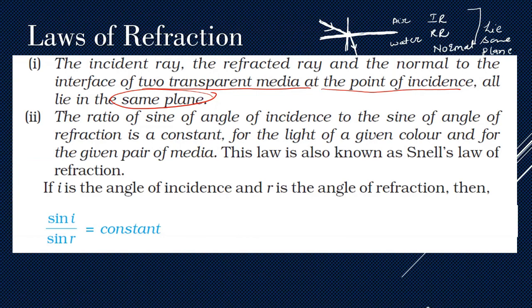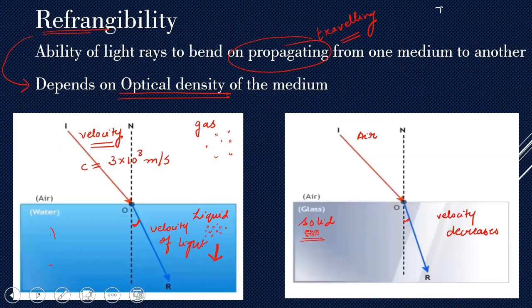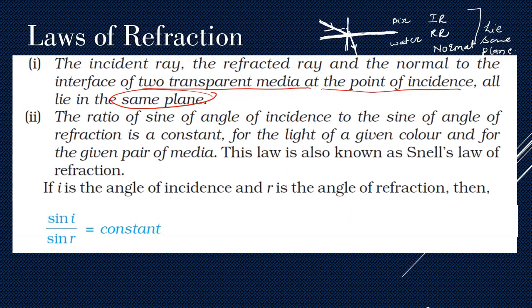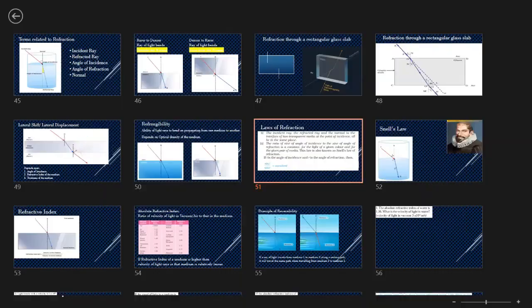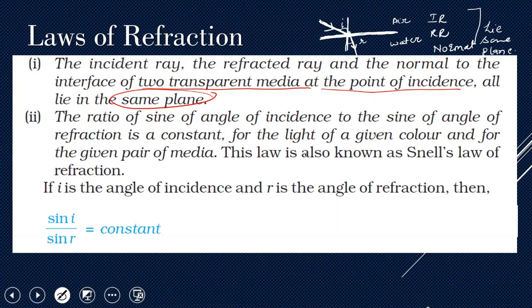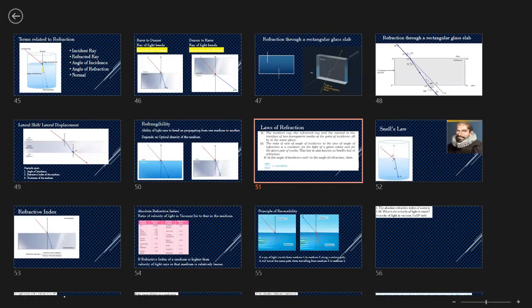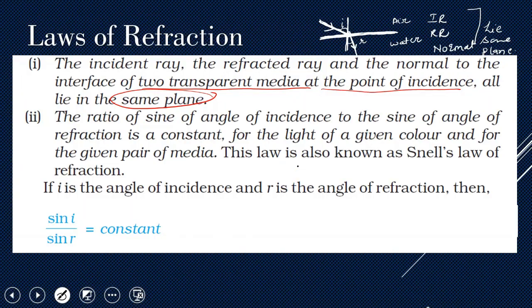Understood? All of them lie in the same plane. Now, the second law is very, very important. Over here, this would be my angle of incidence between the normal and the incident ray, and this one would be my angle of refraction. The second law says that the ratio of the sine of the angle of incidence to the sine of the angle of refraction is constant for light of a given color and for a given pair of media. This law is also known as Snell's law.